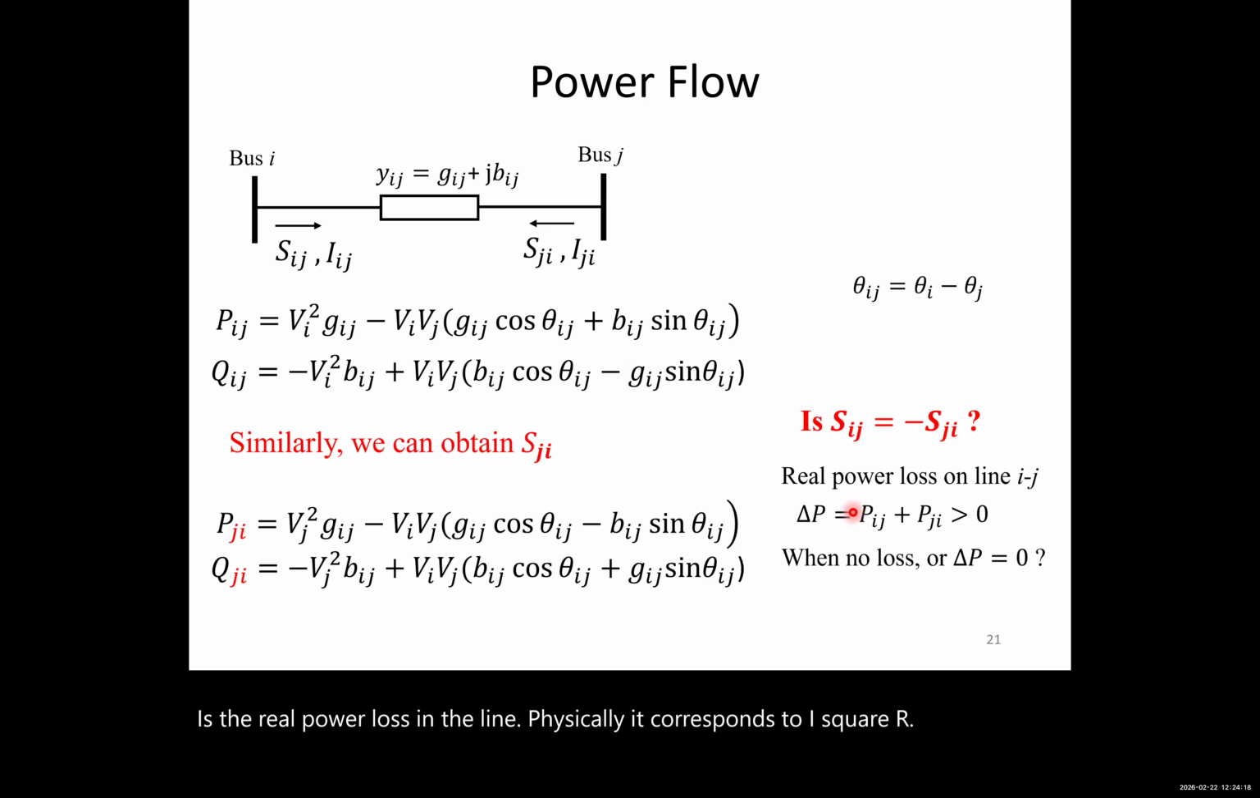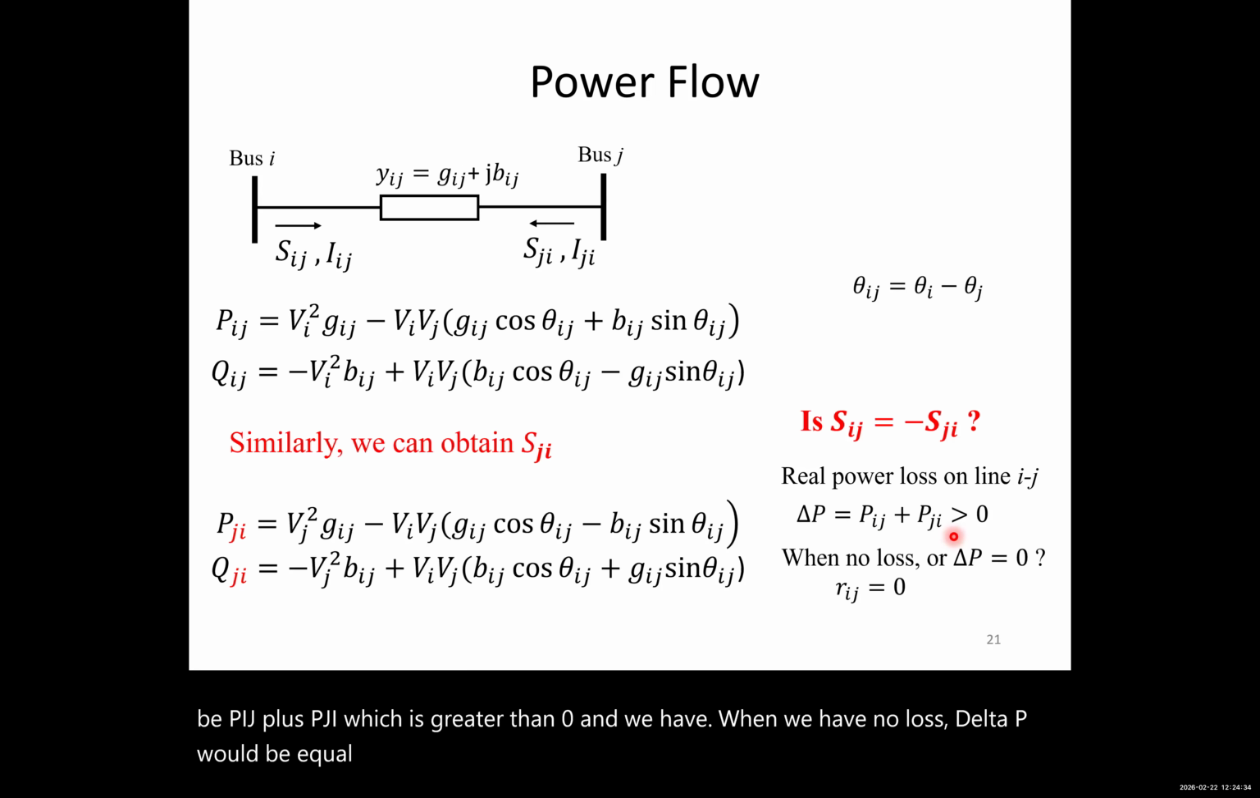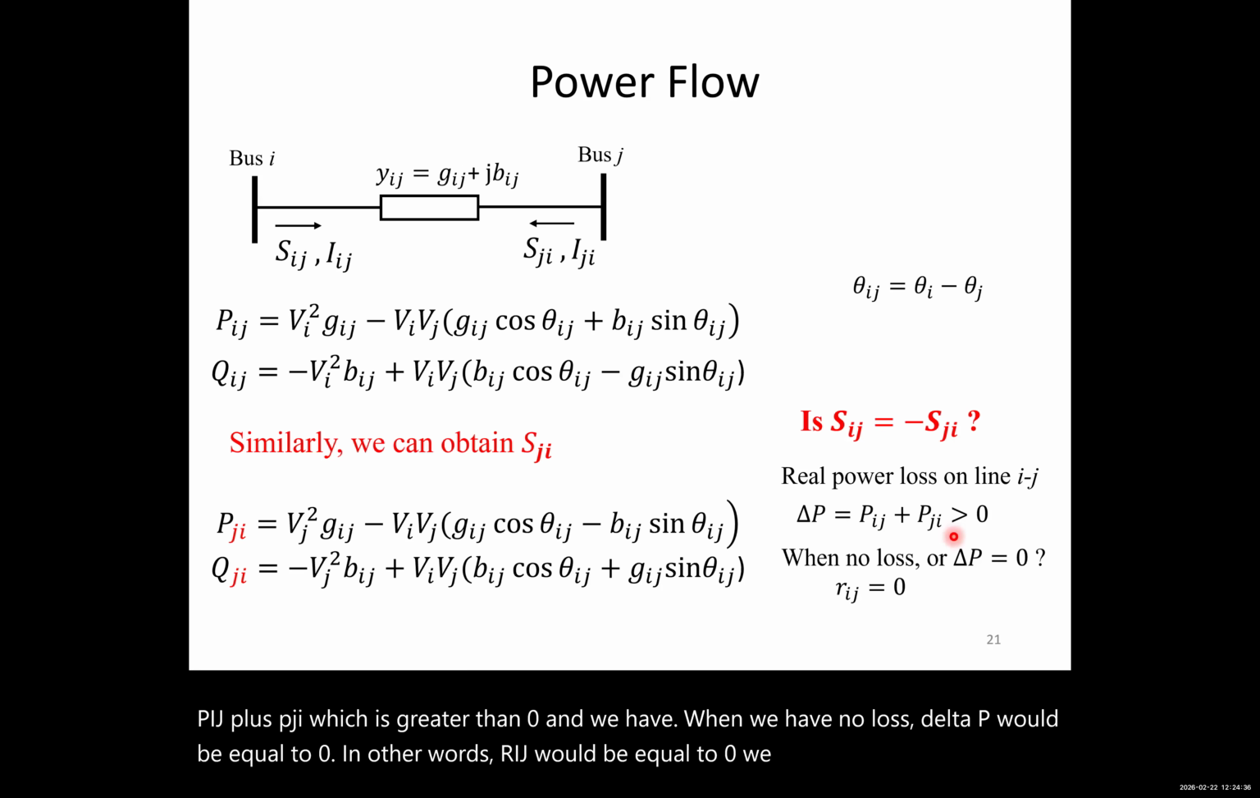Now, for the real power loss on line ij, as mentioned, delta P is going to be Pij plus Pji, which is greater than 0. And when we have no loss, delta P would be equal to 0. In other words, Rij would be equal to 0. We have no impedance between the lines.